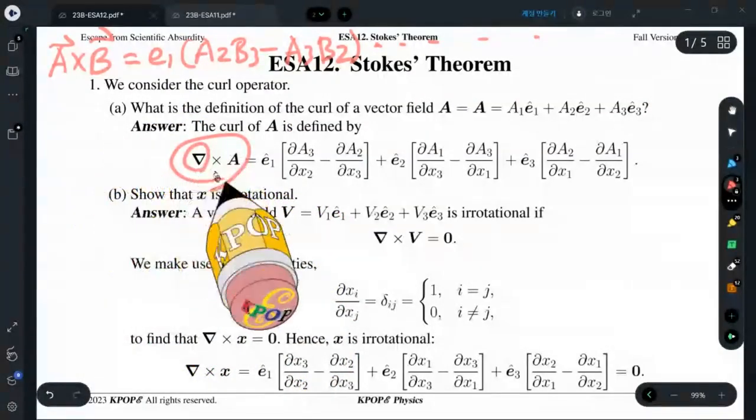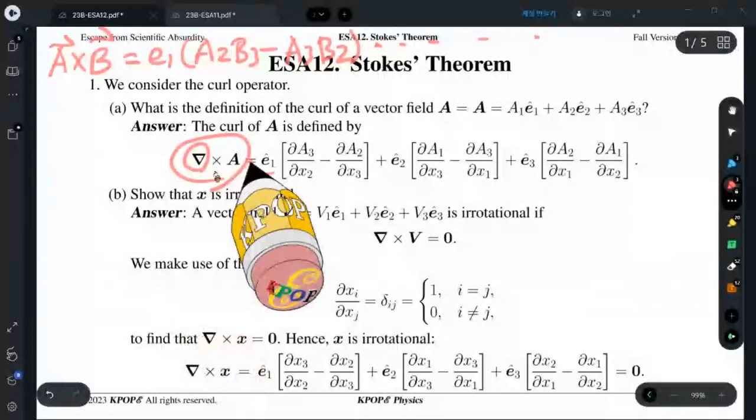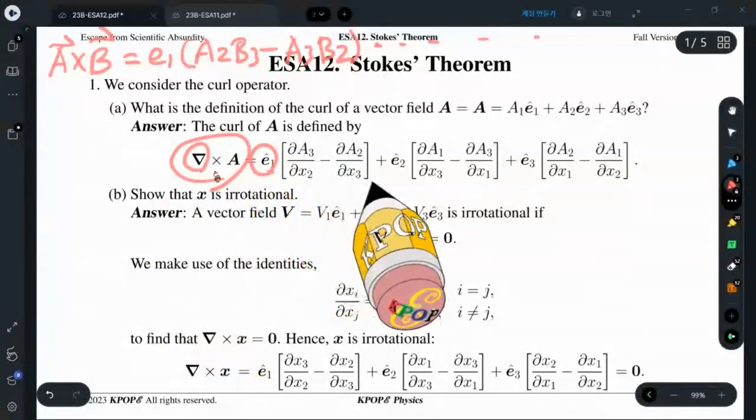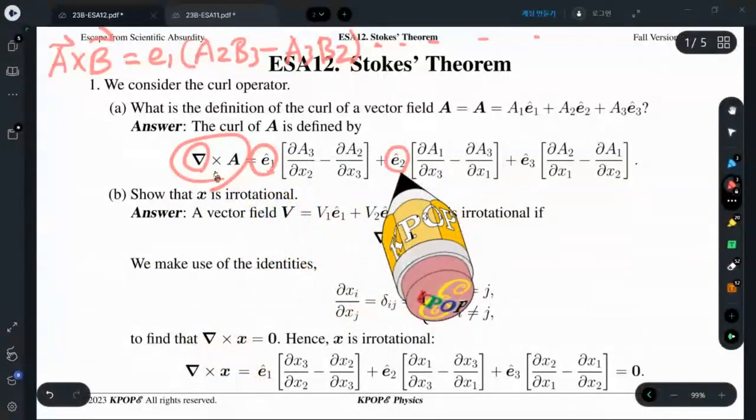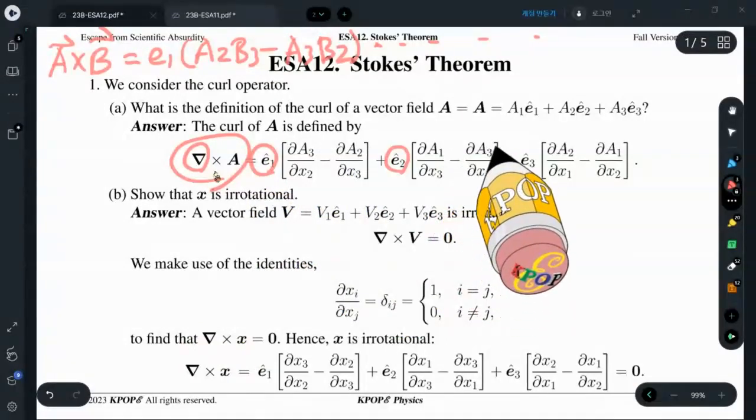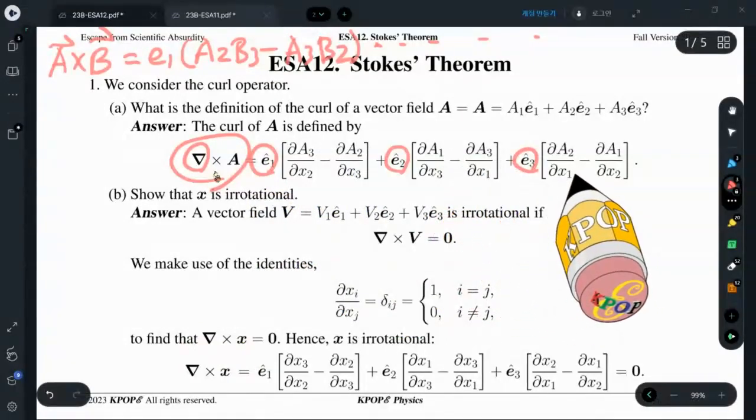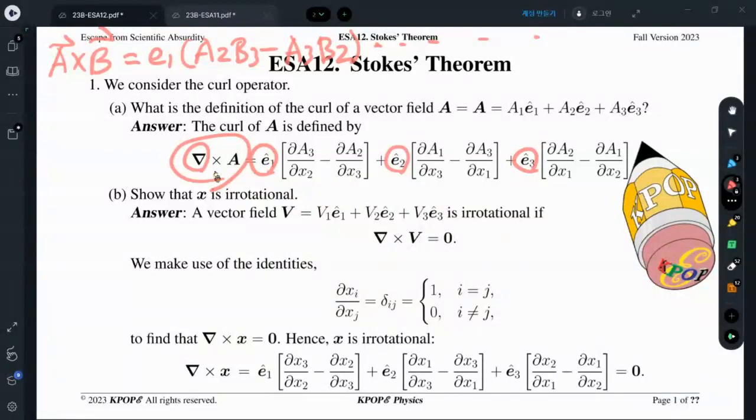So this operator has derivatives. The first component is ∂2 A3 minus ∂3 A2. The second component is ∂3 A1 minus ∂1 A3. The third component is ∂1 A2 minus ∂2 A1. We have to remember this.